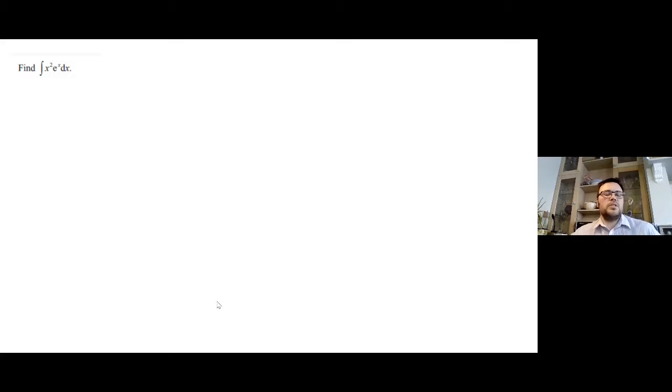If you choose to integrate x squared, you're increasing the power every time, so it's not going to do anything there either. So with this one, what you would have to do is choose u as x squared, so that when you differentiate it, you get 2x. So you've reduced it down.